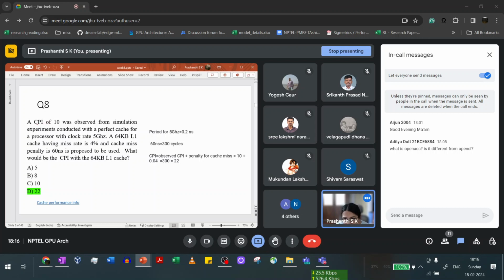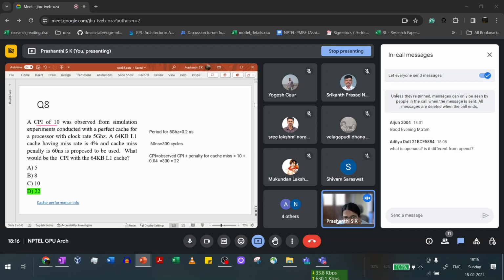A CPI of 10 was observed from simulation experiments conducted with a perfect cache for a processor with clock rate 5 gigahertz. A 64 KB L1 cache having a miss rate of 4% and a penalty of 60 nanoseconds is proposed to be used. What would be the CPI with the 64 KB L1 cache?